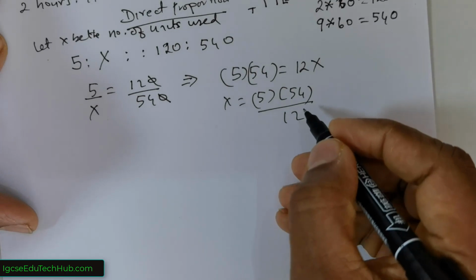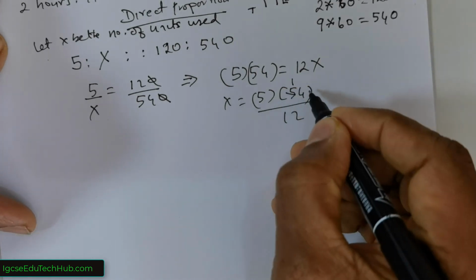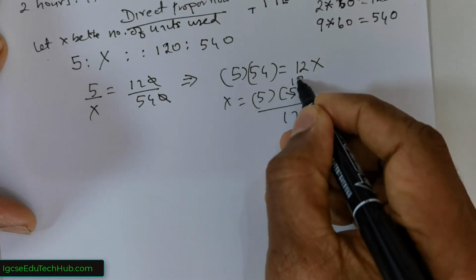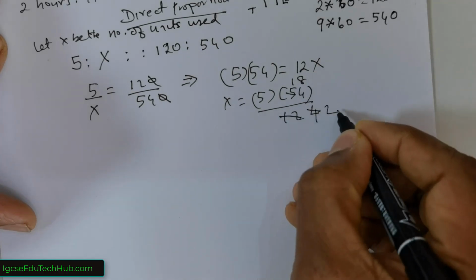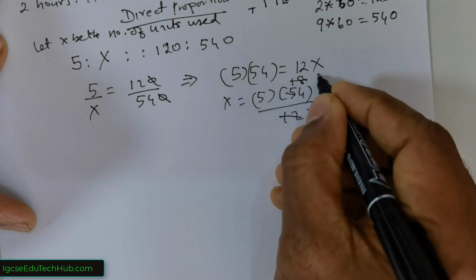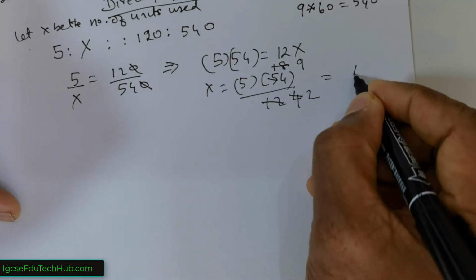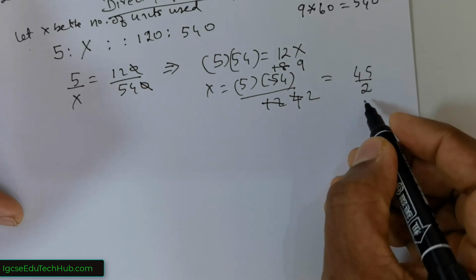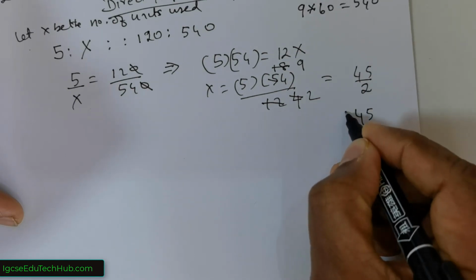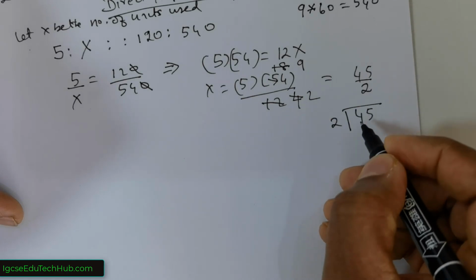Now I can use the 3 times table. 3 divides here once and 2. 24, 8 3s are 24. 3 divides here 4 times, 2 divides here 2 times, 2 divides here 9 times. So this is going to be 45 over 2, and we have to divide 45 by 2.